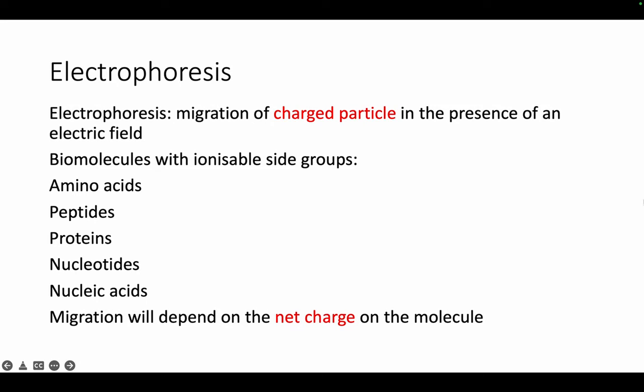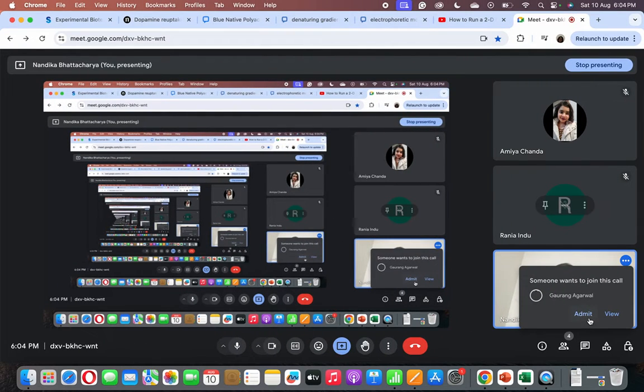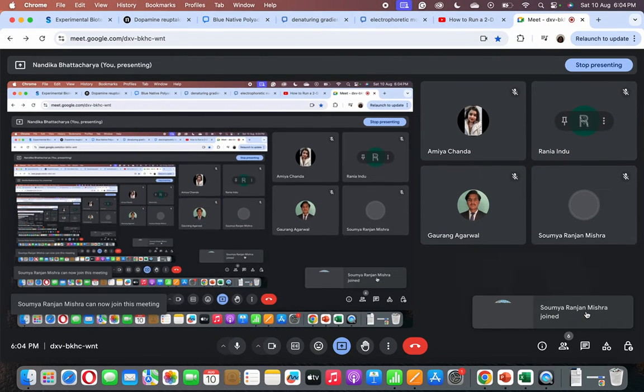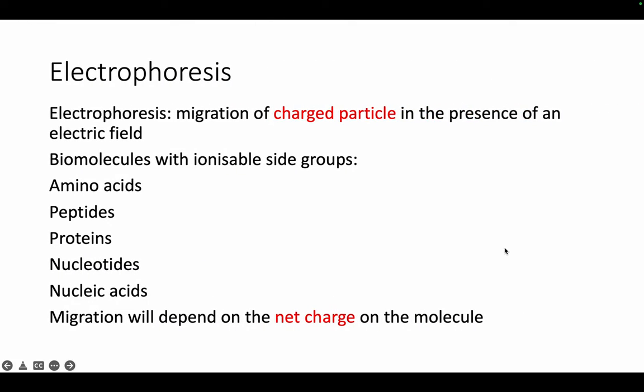So just as a recap, I'll talk a little bit about what electrophoresis is. As we learned, electrophoresis means the migration of a charged particle in the presence of an electric field. That means to carry out electrophoresis, whatever particle you want to analyze should have some charge, right? Within the biomolecules, this means we can analyze things like amino acids, peptides, proteins, nucleotides, nucleic acids, and things like that. And obviously, because it has to move in the electric field, how it migrates will depend upon the charge of the molecule.